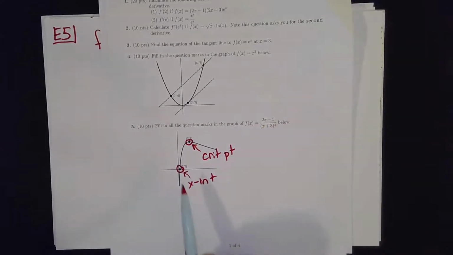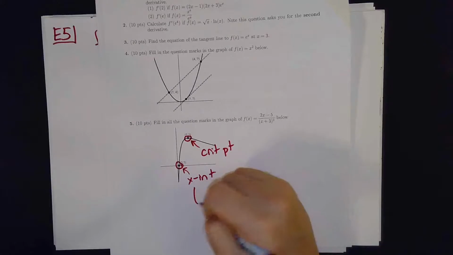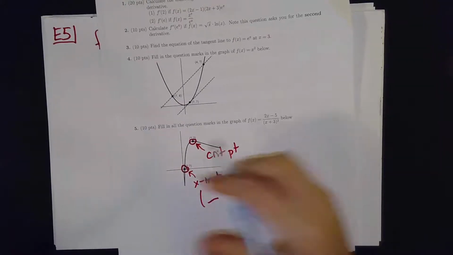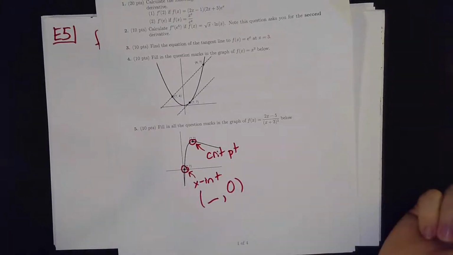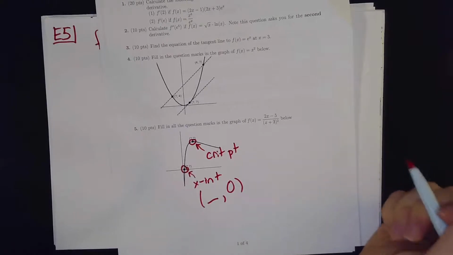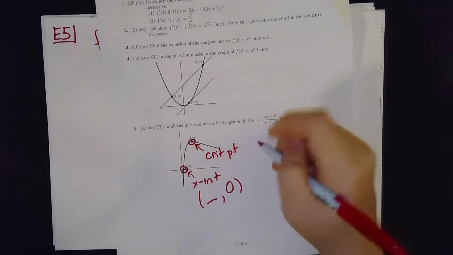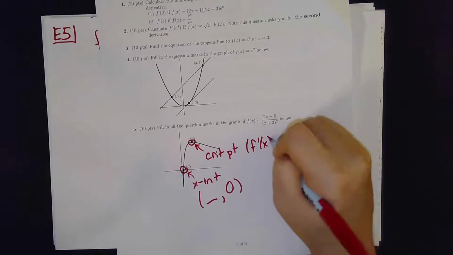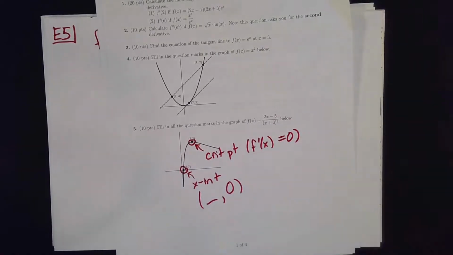I know this one's an X-intercept because it's on the X-axis. So I don't know what the x-coordinate is, but I know the y-coordinate is 0 before I even do anything. And this is a point where the derivative is 0. It's got that horizontal tangent line like we've been talking about for a good chunk of the semester.